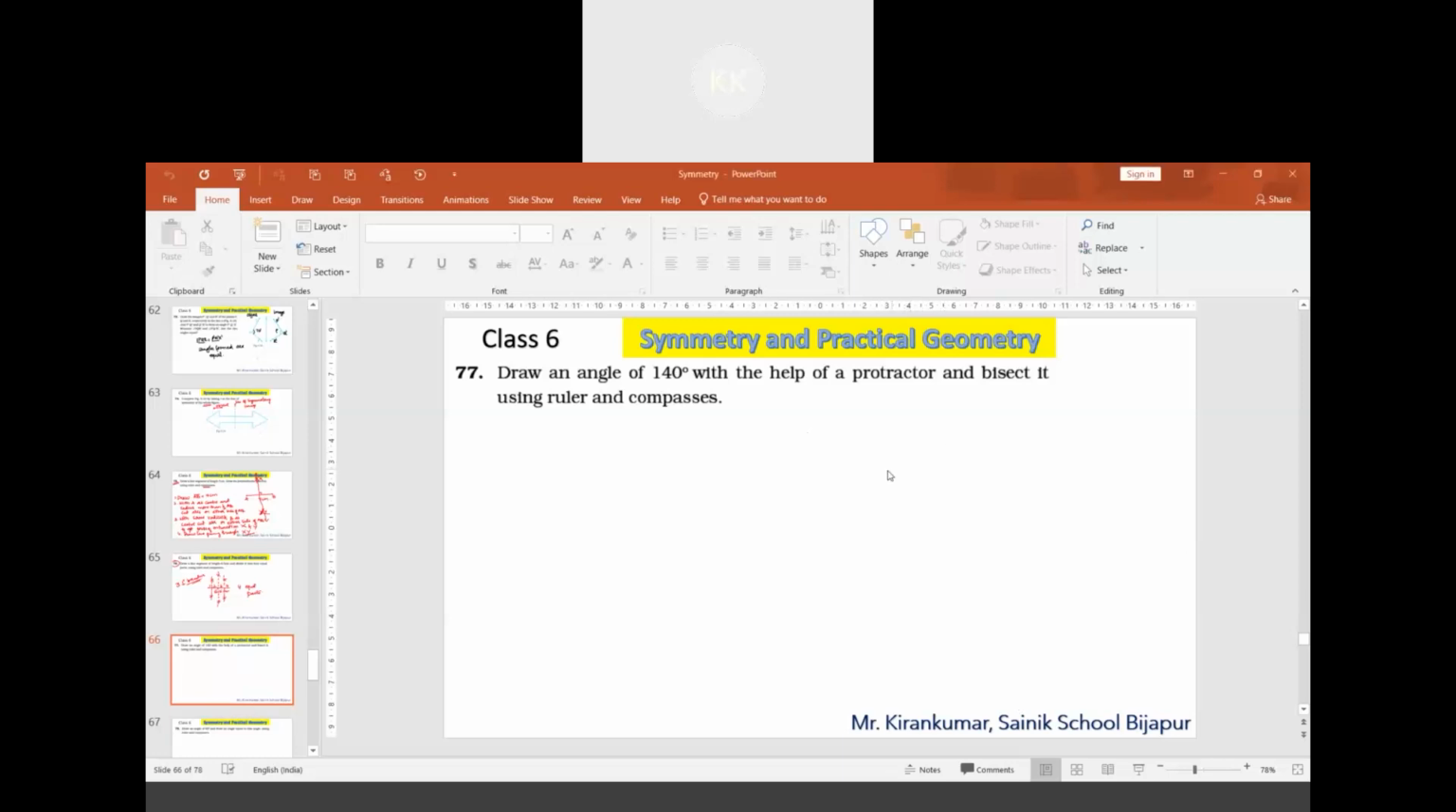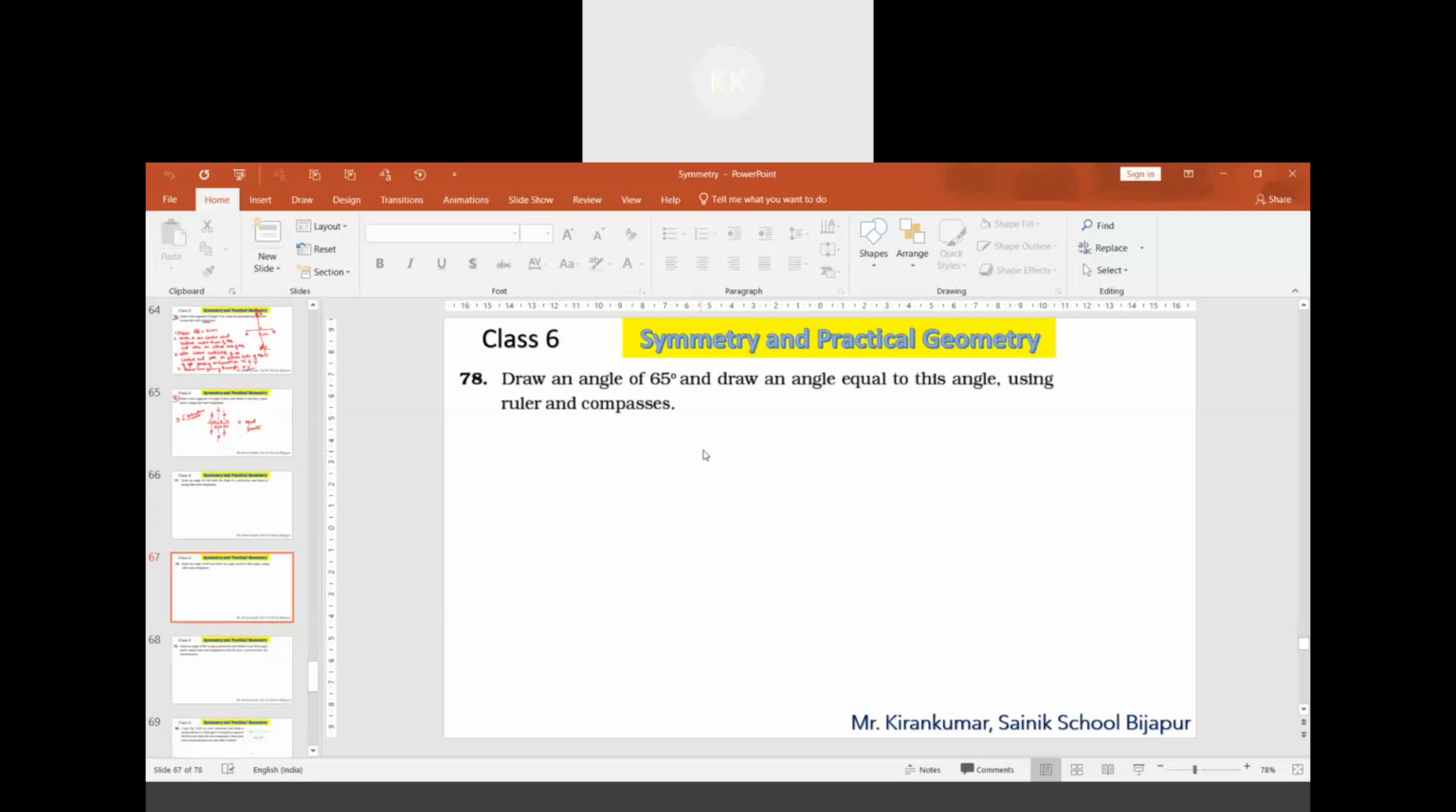Did you all try this 77th question? Yes, sir. It's easy. You have to make 140 degree, sir. Then with the help of protractor and compass, we need to bisect that. You want me to tell this? No need, sir. If the angle is 65 degree, how to make it as two equal parts, two equal angles?